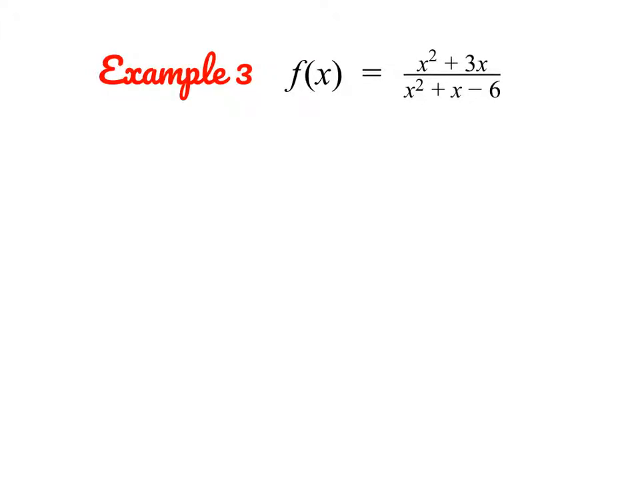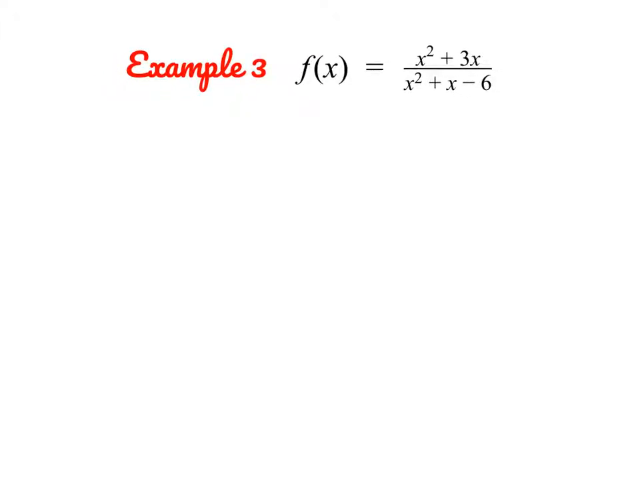Okay, let's try this next one together. So here we have x squared plus 3x over x squared plus x minus 6. So of course I'm going to start by factoring. So x times x plus 3 all over x plus 3 times x minus 2. So you notice here that we have one of those removable discontinuities.